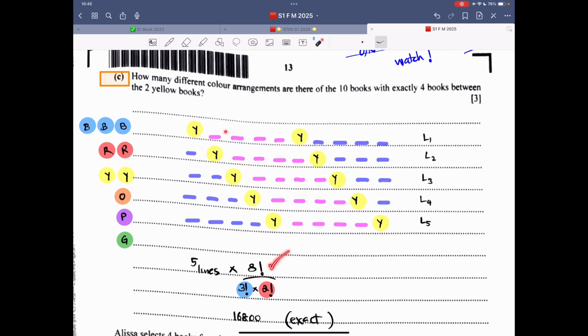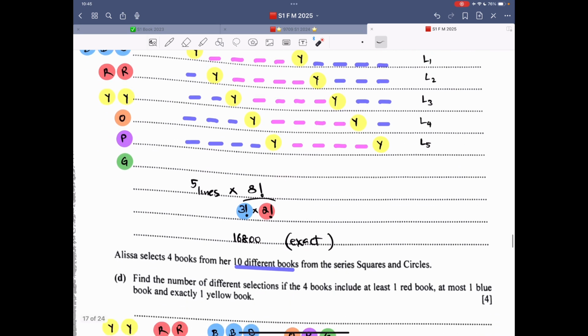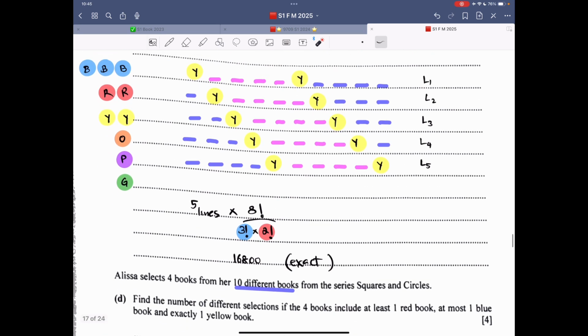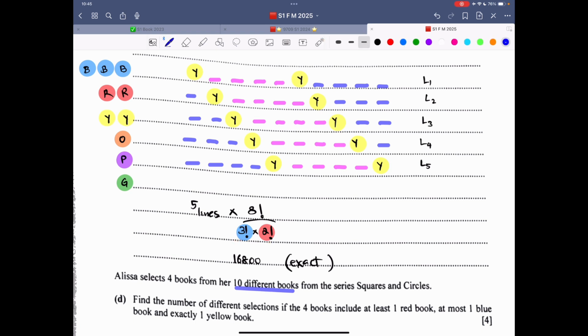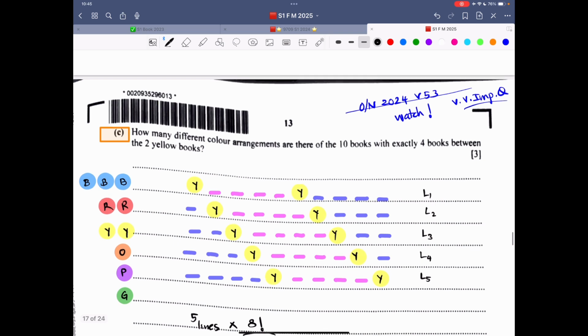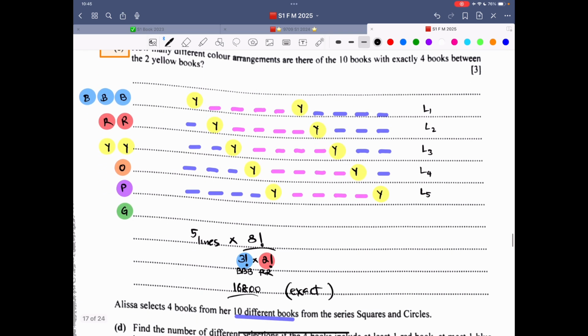And for these, there are 8 factorial, as simple as that. Naturally, there are 3 blues and 2 reds. So this is blue, blue, blue, and this is red, red. And this is the answer in the exact form. So in permutation combination, leave the answer in the exact form. There is no rounding off.